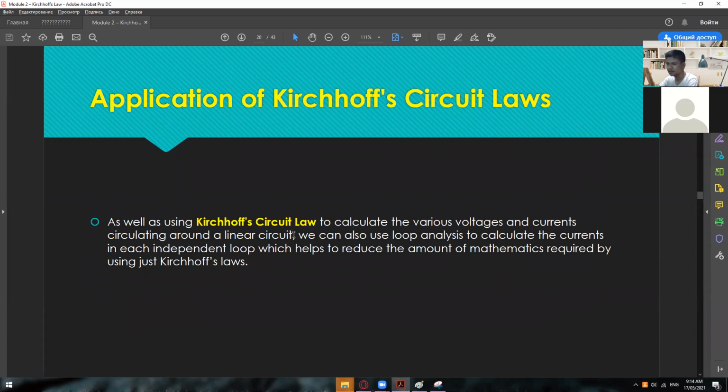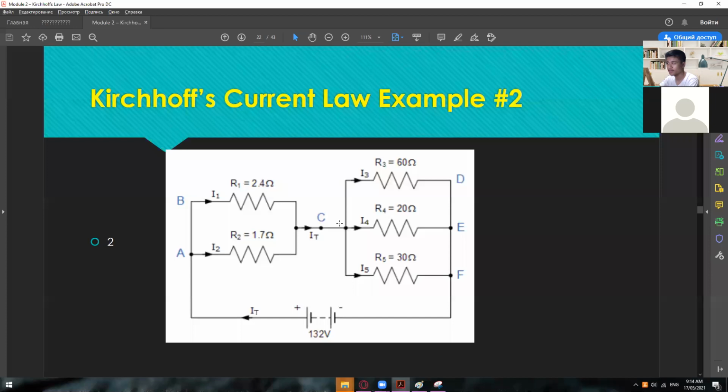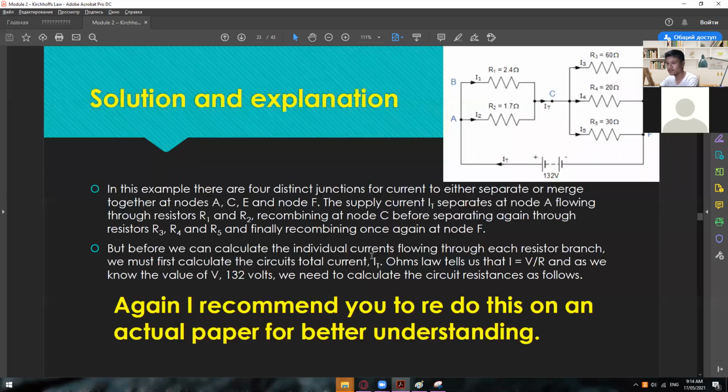All right. So just another explanation when it comes to KCL. So I will not go over that one anymore. So in here we have Kirchhoff's current law, example number 2. So we have I1, I2, I3, I4, and I5. The question here is to solve for the individual currents that are flowing on each resistor. So we have R1 up to R5.